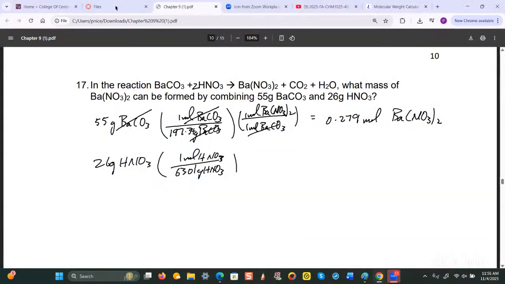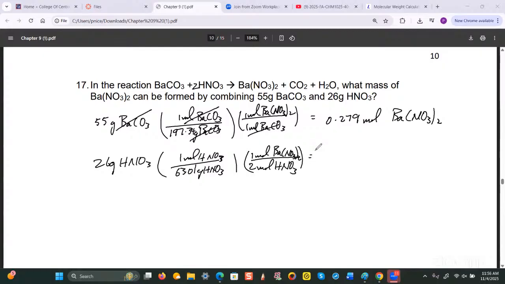So the next step would be, what will be the next conversion factor that you're going to put within the parentheses here? We're going to put 2 moles of HNO3 in the denominator. And what goes above? 1 mole of barium nitrate. Okay, very good. So let's see what this gives.